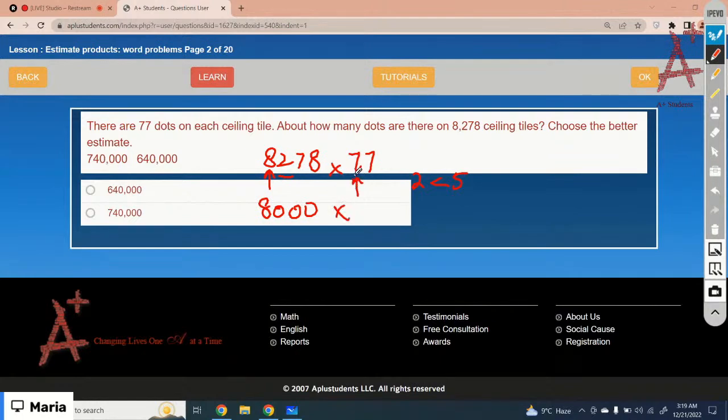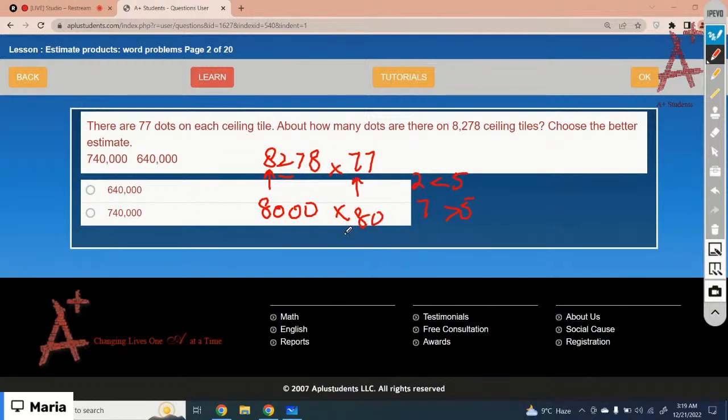So same way you have to round off the number 77. 7 is at the tens position. So the digit right next is 7. You have to compare the digit to 5. So 7 is greater than 5. Got it? That means you have to round up. So it would be then 80.